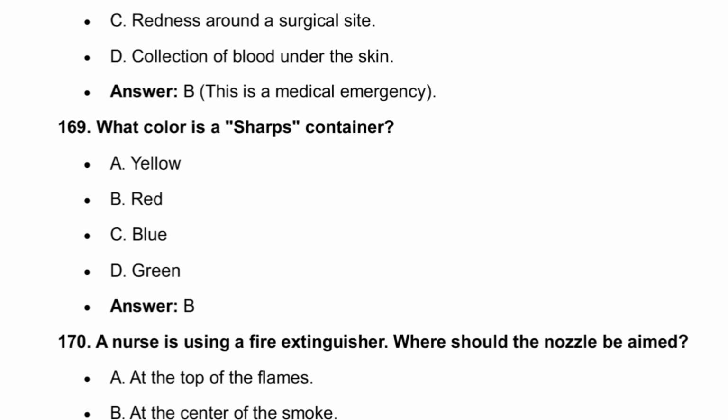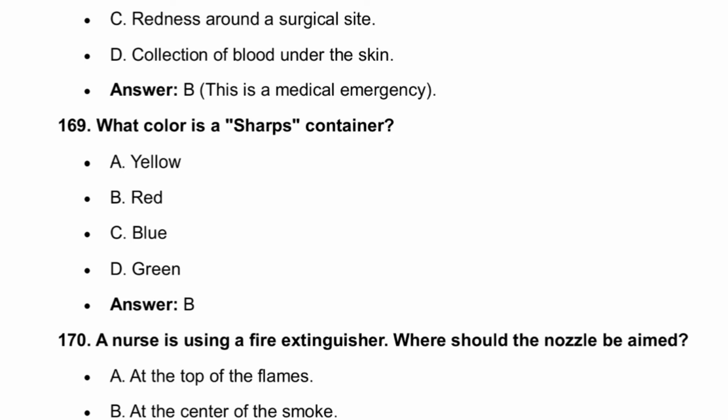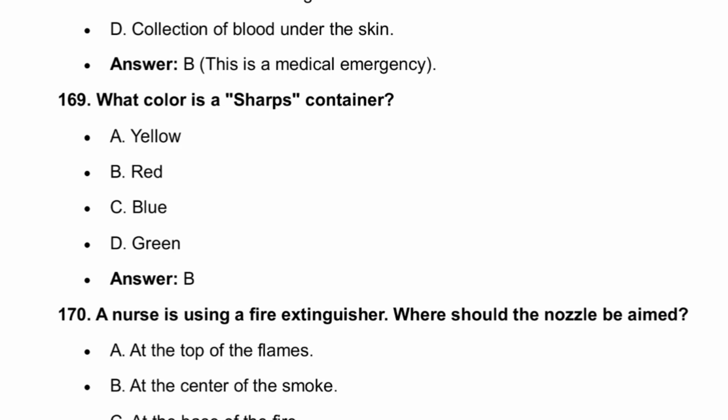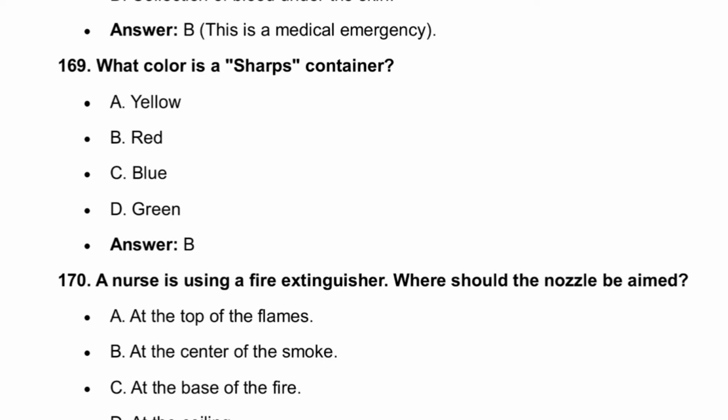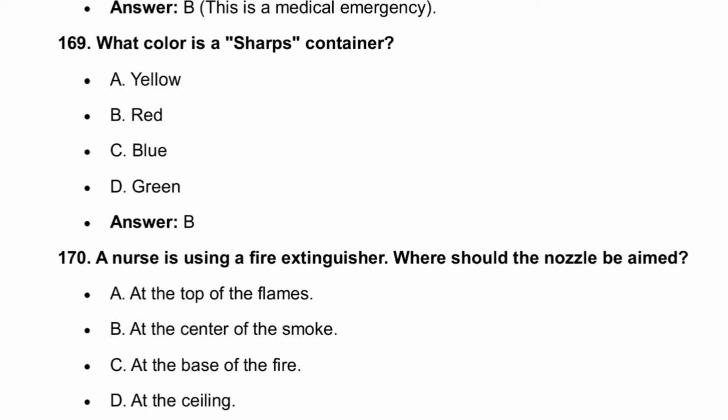এখানেও এটা অ্যান্সারটা ভুল দেওয়া আছে, তাই না? What is the color of sharp container? বুঝতে পারলে তো? এখানে কালারটা ভুল দেওয়া আছে, অ্যান্সার ভুল দেওয়া আছে, রেড নয়, ঠিক আছে? শার্প কন্টেনার দেখবে হোয়াইট একটা থাকে, ঠিক আছে?